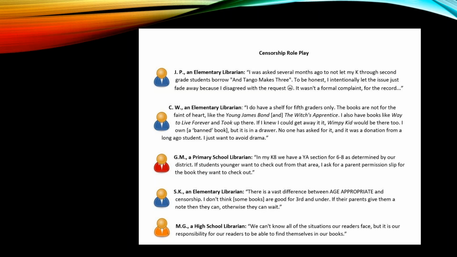CW does not like having those dirty books in their library at all, and they want to avoid that drama at any cost. And it doesn't matter if the book is popular. They are, like Wimpy Kid, they are happy to restrict it. That's really an intense personal bias.